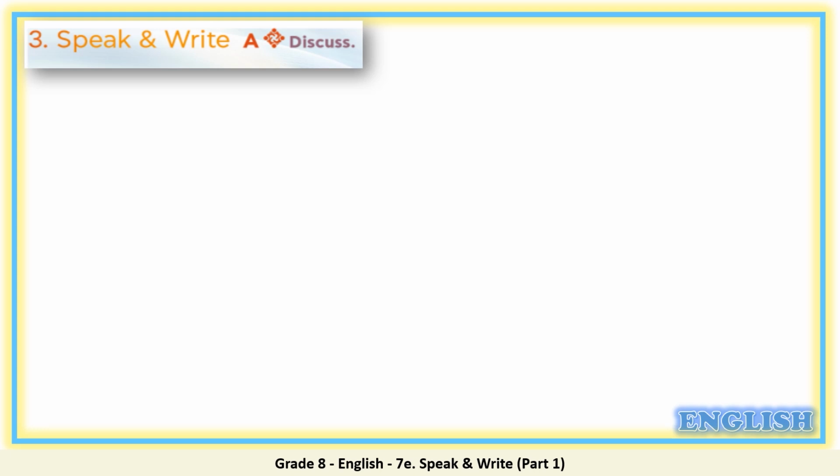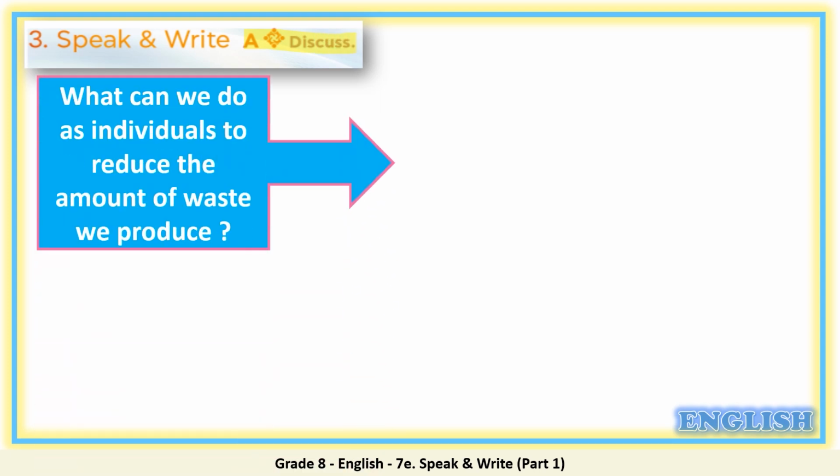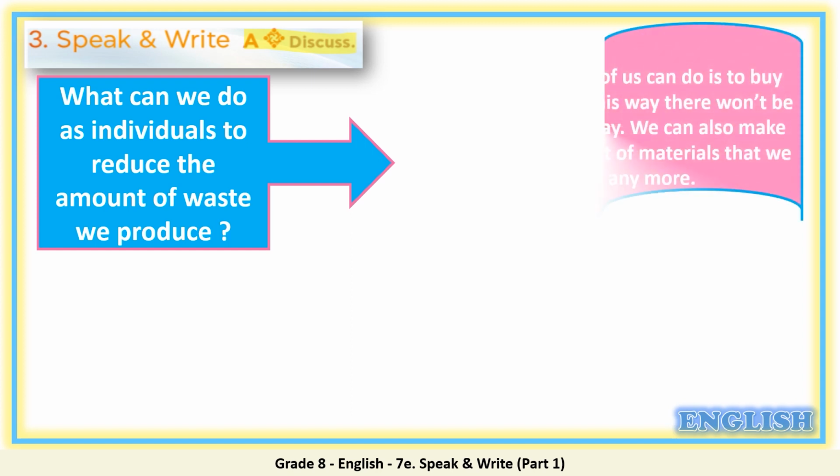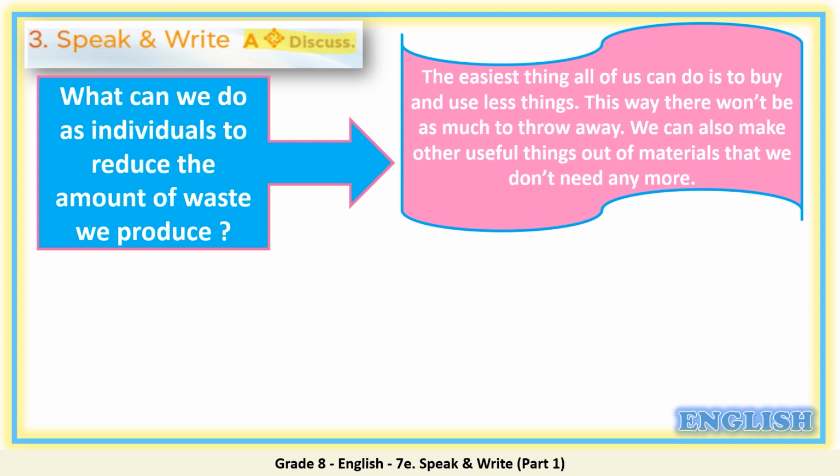Let's have a look at exercise A from our student's book, page 95. First question, what can we do as individuals to reduce the amount of waste we produce? Think about it. Now let me share what I think with you. The easiest thing all of us can do is to buy and use less things. This way, there won't be as much to throw away. We can also make other useful things out of the materials that we don't need anymore, like recycling stuff.